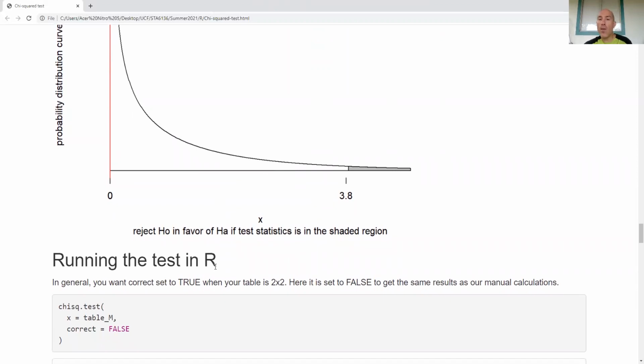So now let's go ahead and run this in R using the chi-square test. Now, if you remember, just a moment ago, I talked about a correction term. In general, if you're doing a 2x2 table, you want that correction term being used.